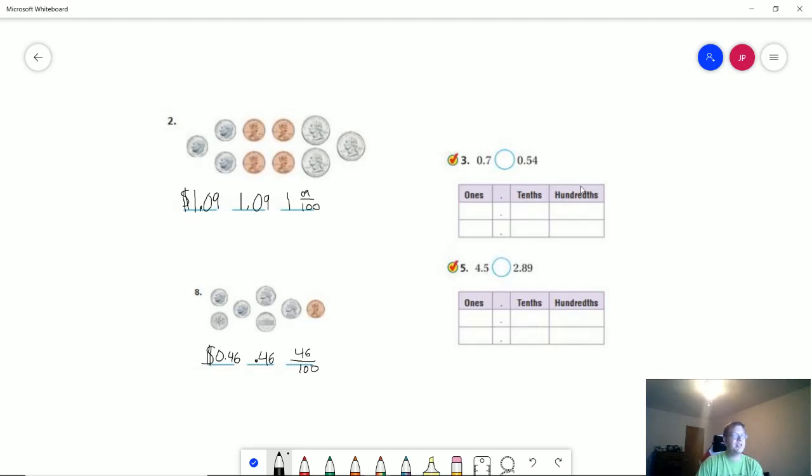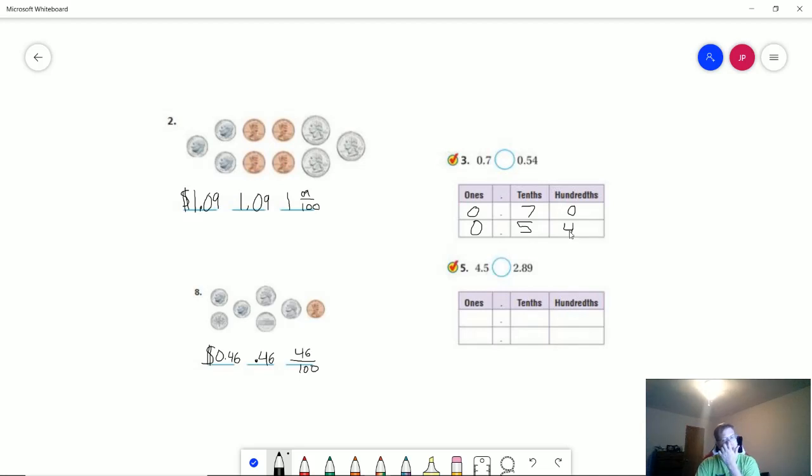Now the last thing I want to look at is talking about place value and how it's going to help us to compare. And so for this first example, I'm going to have 7/10 compared to 54 hundredths. So I'm going to have a 0 in the ones place for this. I'm going to have a 0 in the ones place for this. I'm going to have a 7 in the tenths place compared to a 5 in the tenths place for the second number. I'm not going to have anything showing, so we could say that we have a 0 in the hundredths place here, and we have a 4 in the hundredths place here.